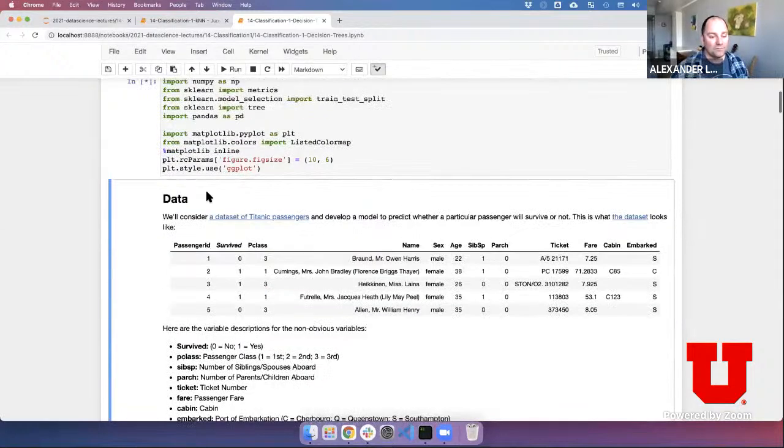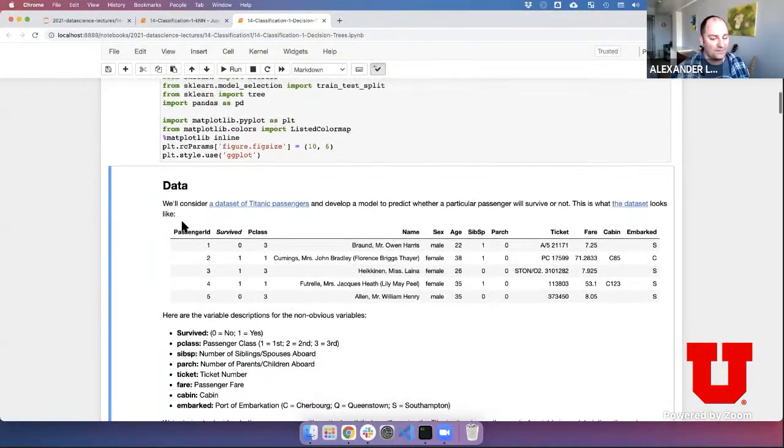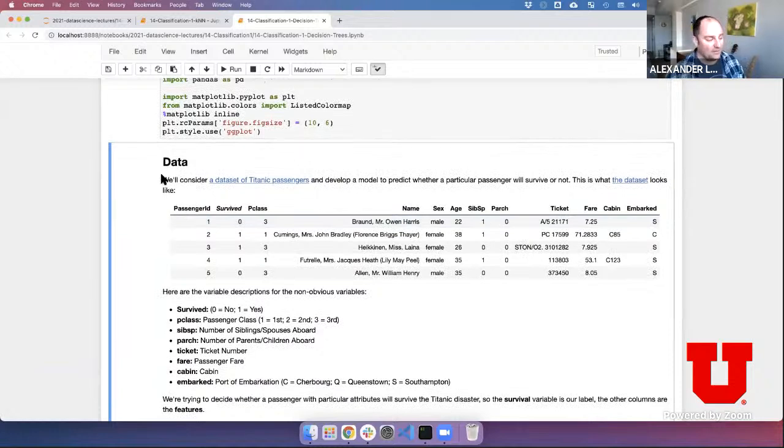Okay, so we'll use an example data set of Titanic passengers, and we'll try to develop a model that predicts whether a particular passenger will survive or not. Clearly, intuitively, the variables we have here are passenger ID, our label, survived, the class in the cabin, the name of the passenger, their sex, their age, and whether they had siblings or spouses on board. This is a numerical value here.